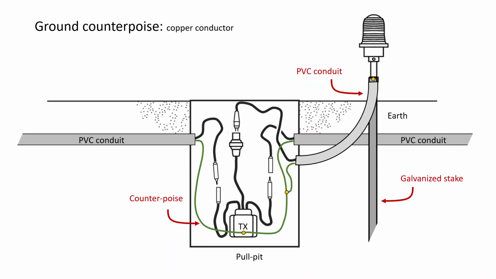So here we have the full connection with the counterpoise that is drawn in through the PVC conduit. It then connects to the isolation transformer and also goes out and hits the galvanized stake, which the airfield light is mounted to.